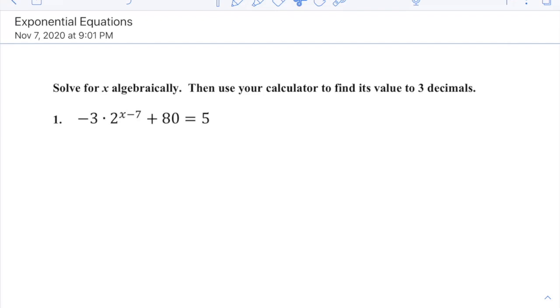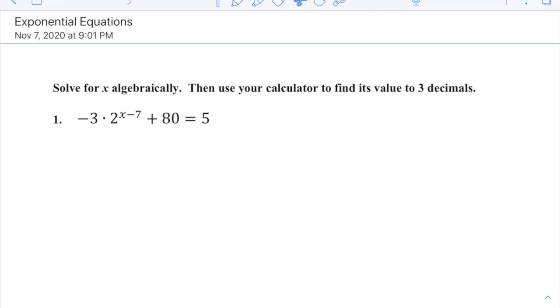Murray's Mathland channel, and we're talking today about solving some exponential equations, taking it up a notch from the type we've been doing. So take a look at number one here. We're going to solve for x algebraically, and then we'll use our calculator to find its value to 3 decimals.